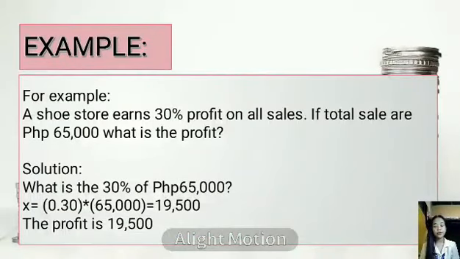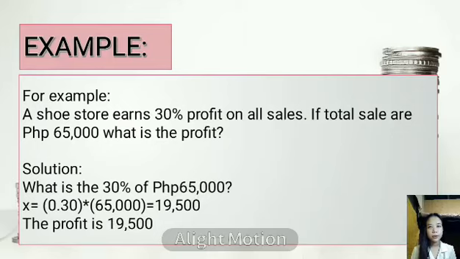For example, a shoe store earns 30% profit on all sales. If total sales are 65,000, what is the profit? So first, convert the 30% into decimal form. 30% is equal to 0.30. So here is the solution.